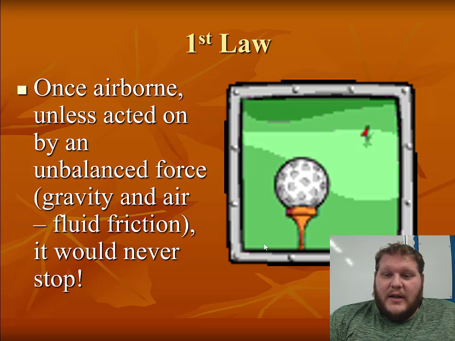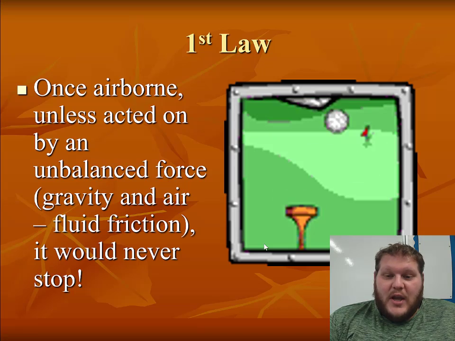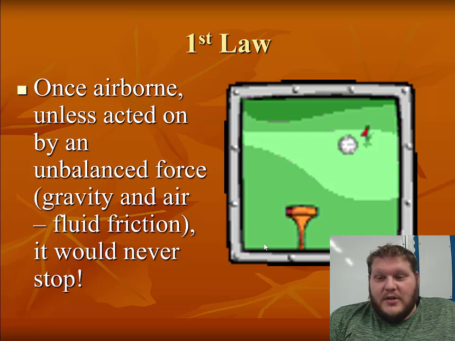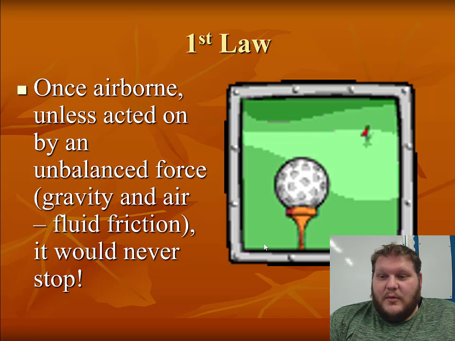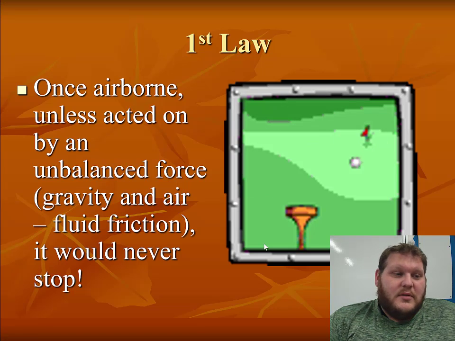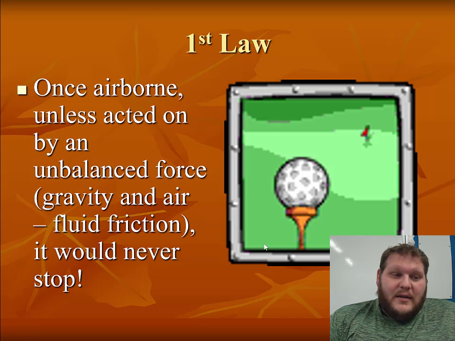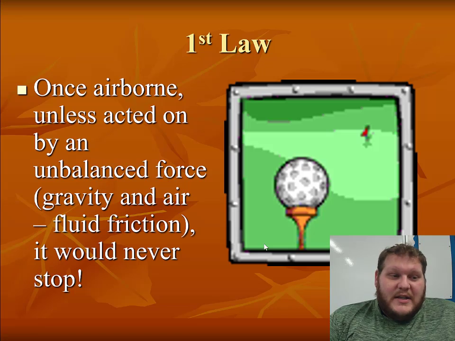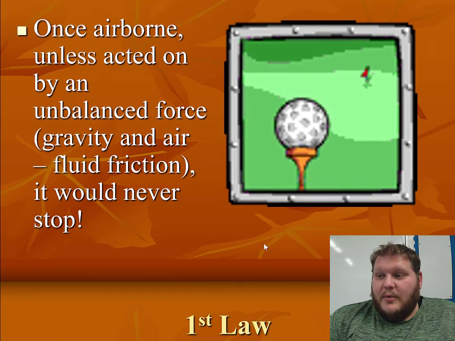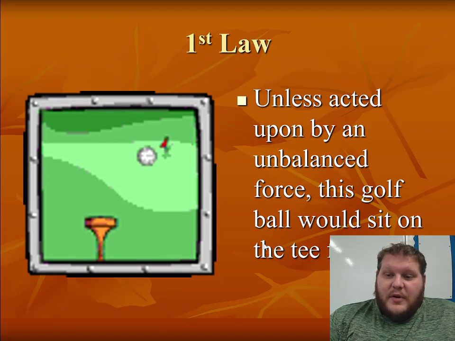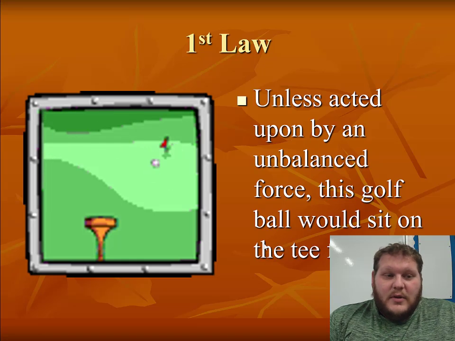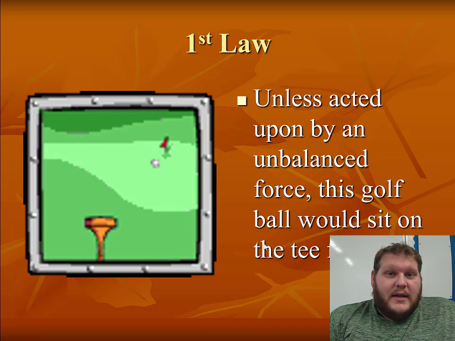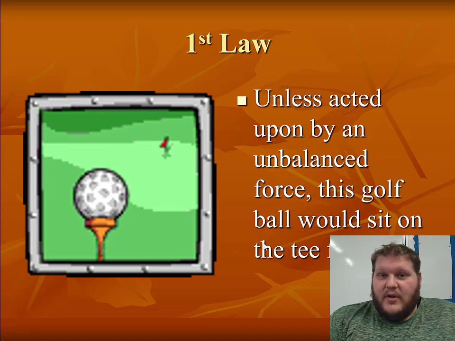Once it's airborne, an object is not going to change unless there's an unbalanced force acting on it, which in our case, we actually do have, which is why they don't just stay in perfect motion. We have gravity acting on it and air fluid friction, air resistance acting on it. Because if that wasn't the case, they would just never stop. So if it weren't for those forces, the golf ball would sit on the tee forever. And once it's in motion, it's not going to stop being in motion unless, again, something acts on it, in which case, gravity and air resistance.